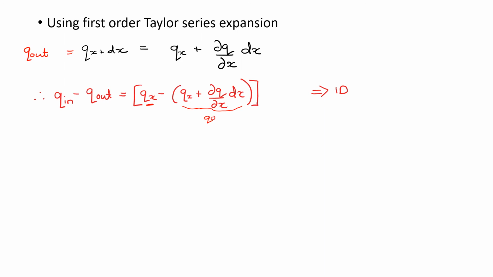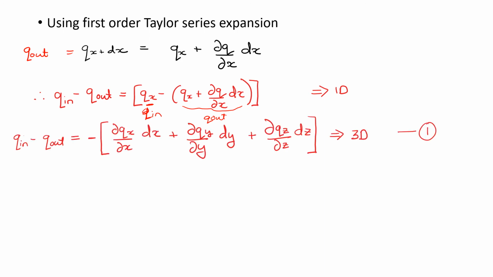So this is Q out and Q in. And I've just shown you the expansion for if the heat was flowing in one dimension. So this is for a 1D heat flow. But if you have a 3D heat flow, your Q in minus Q out will be this, because the Qx and Qx will cancel out. Similarly, the Qy's will cancel out and the Qz's will cancel out.